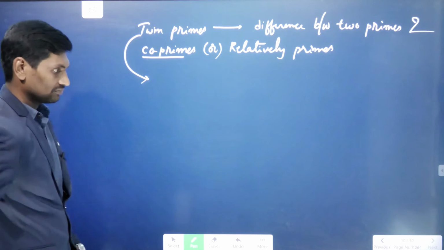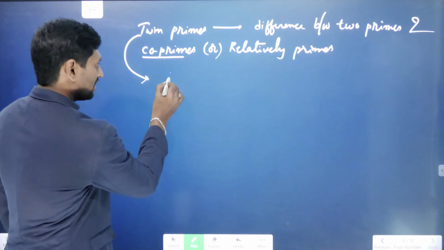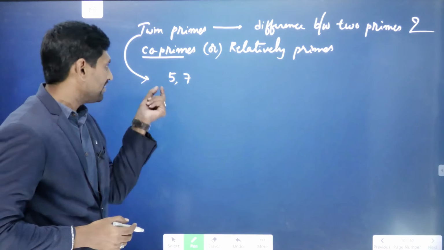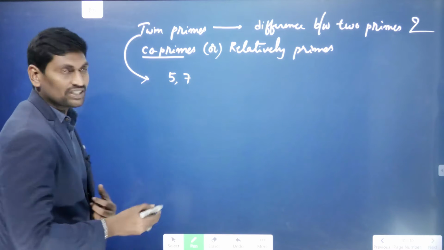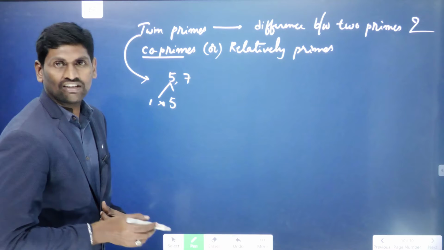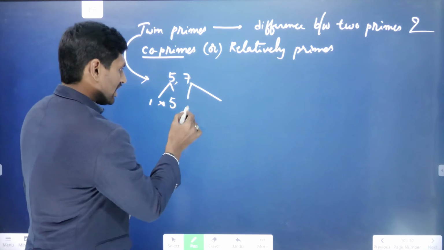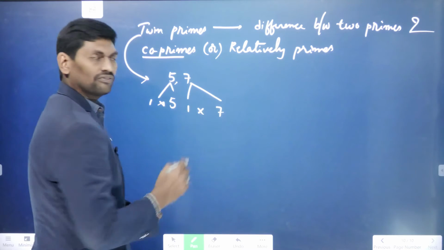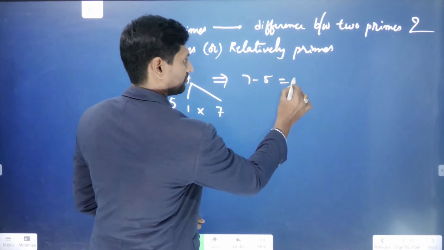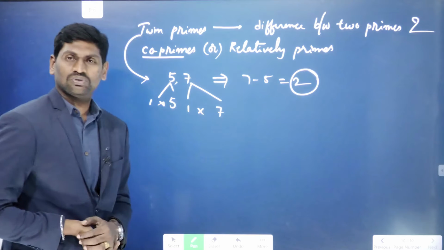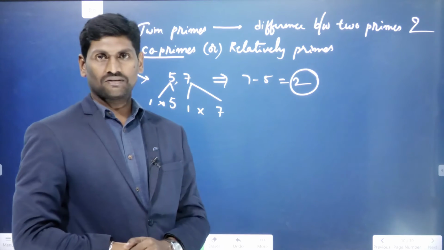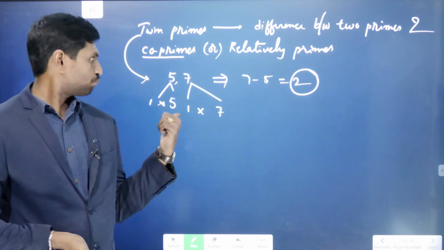Example: 5 and 7. 5 is a prime number because it has only two factors, one and itself. Same way, 7 is also a prime number having only two factors, one and itself. And the difference between these two, 7 minus 5, is 2. Then these two prime numbers are called twin primes.